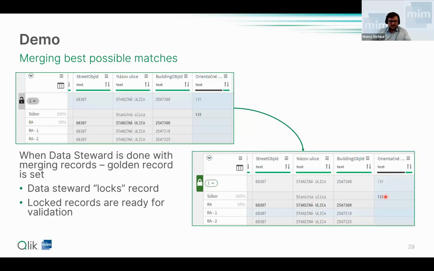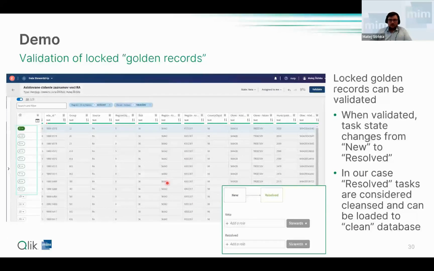Finally, when one task is already cleaned, the data steward is done with merging and sets the golden record. The data steward has the ability to lock the record. A locked record is ready for validation, and we consider it to be in a kind of staging or almost done. Once we have several records locked, the tasks are ready for validation. Validation means changing the state from new to resolved, and from now on we will consider the tasks to be clean and loaded to the clean database.